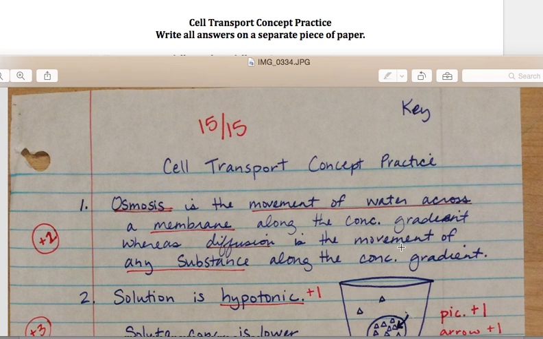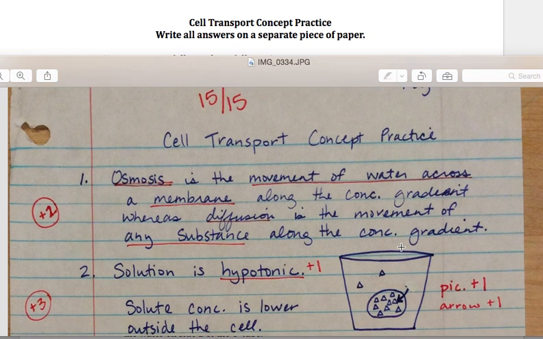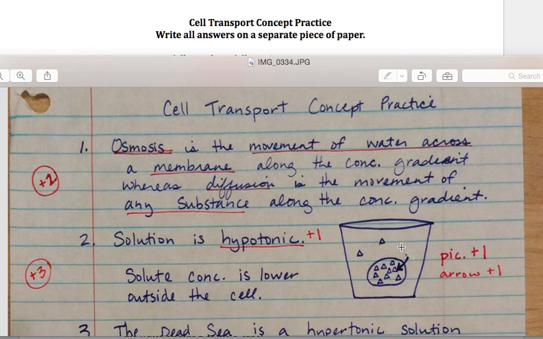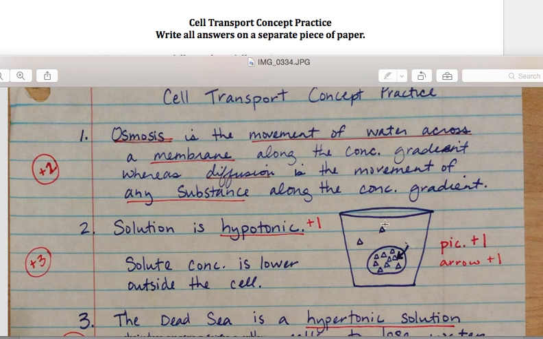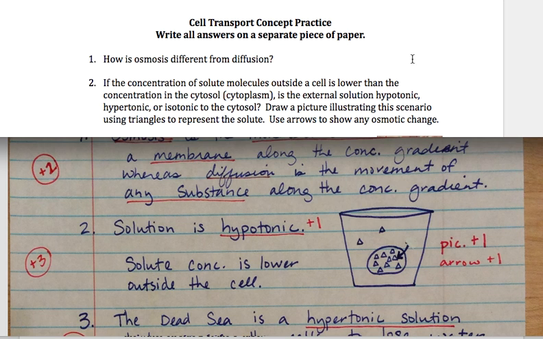And then here we have a picture. Is this working? It's working. So the picture here, we have the triangles. If it's lower on the outside, then I just drew 2, and I drew a lot of triangles on the inside. And so the water will move into the cell, making it bigger because the solute concentration is lower around the outside. All right. Let's see if I can move this one down.